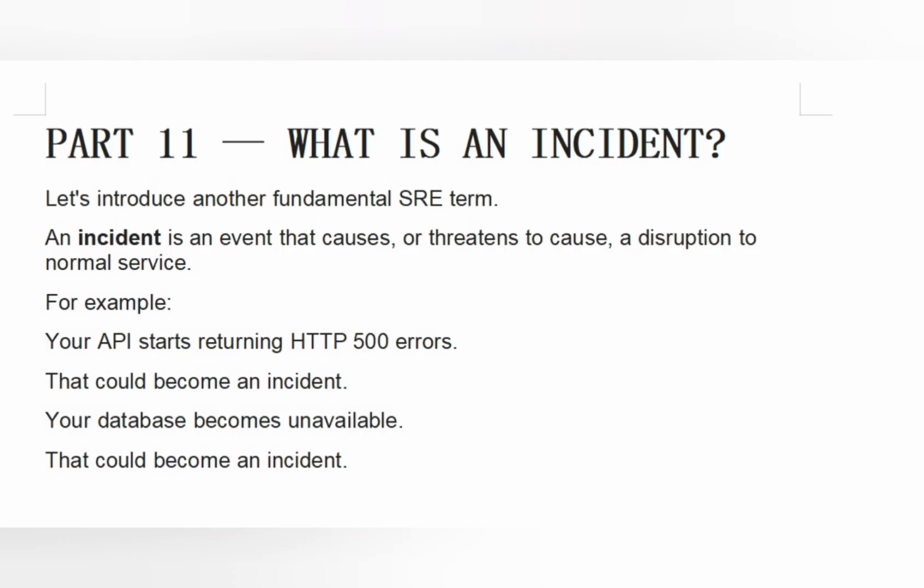Coming to part 11, what is an incident? Let's understand another fundamental SRE term. An incident is an event that causes or threatens to cause a disruption of a normal service. For example, your API starts returning HTTP 500 errors. That could become an incident. Your database becomes unavailable. That is also an incident. These types of things can become an incident.